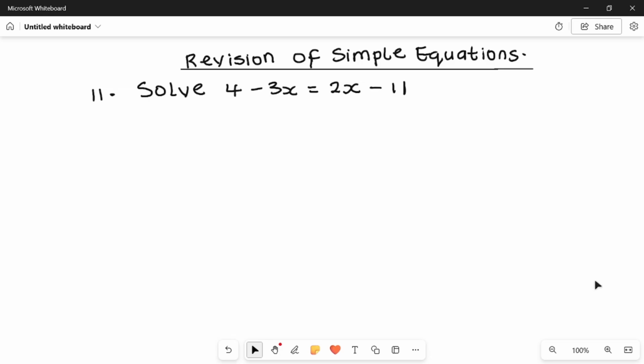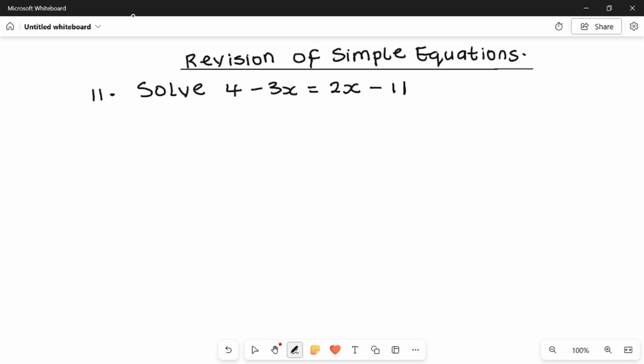Today we'll be solving example 5, and the question says solve 4 minus 3x equal 2x minus 11. So what's the first thing to do? First of all, you notice that 4 and 3x are not like terms. Similarly, 2x and minus 11 are not like terms. So the first step is to rearrange the equation.